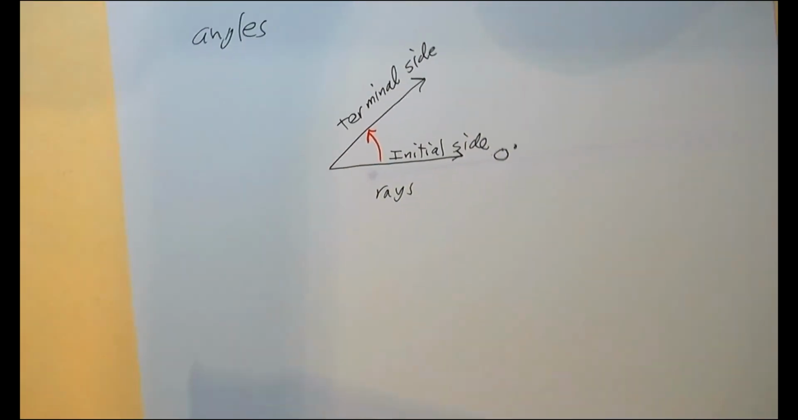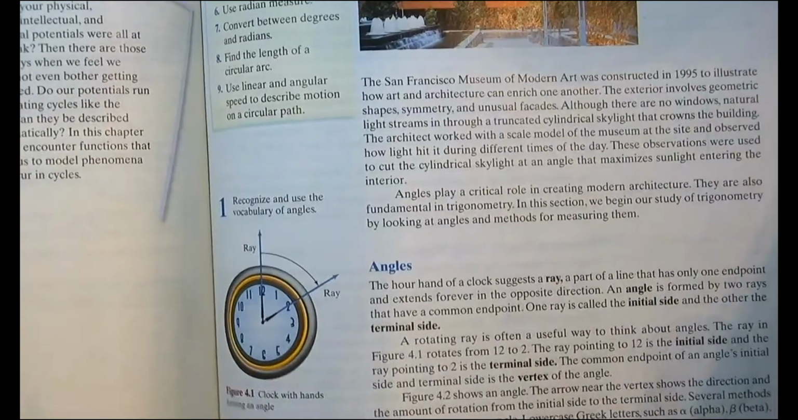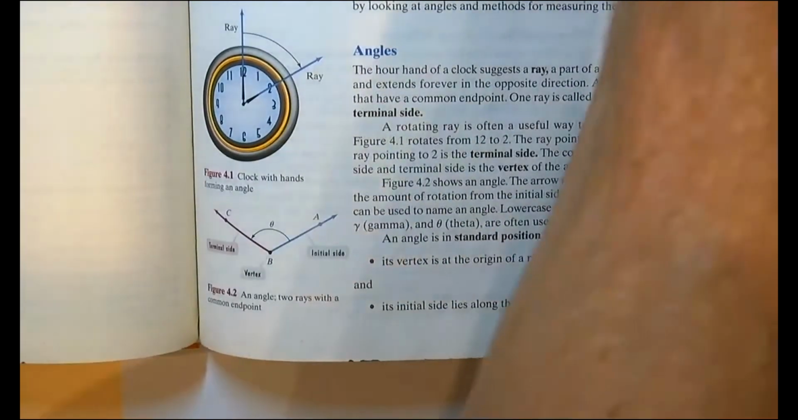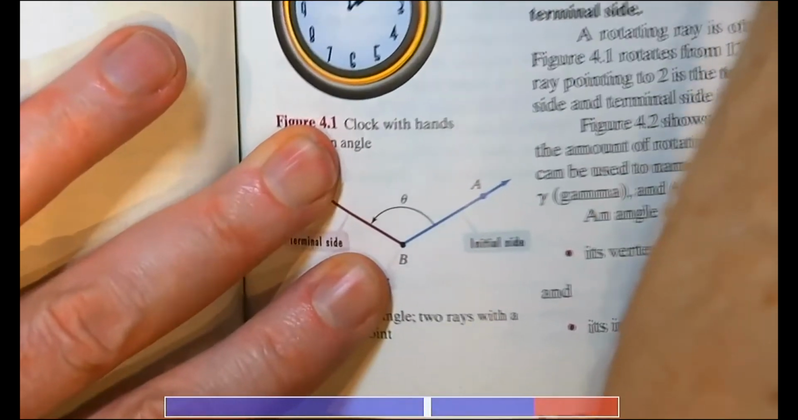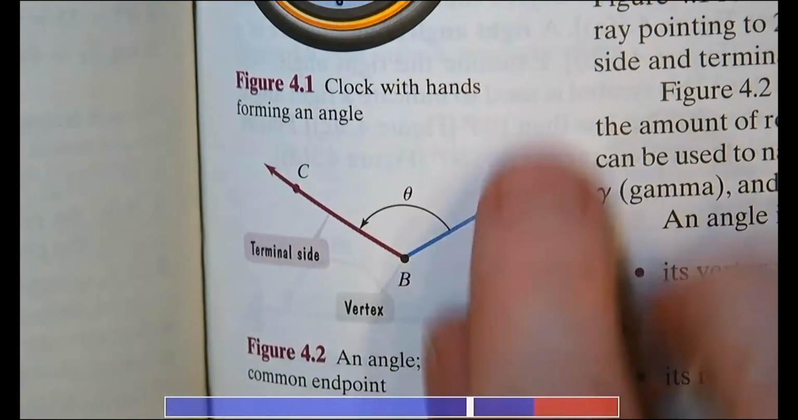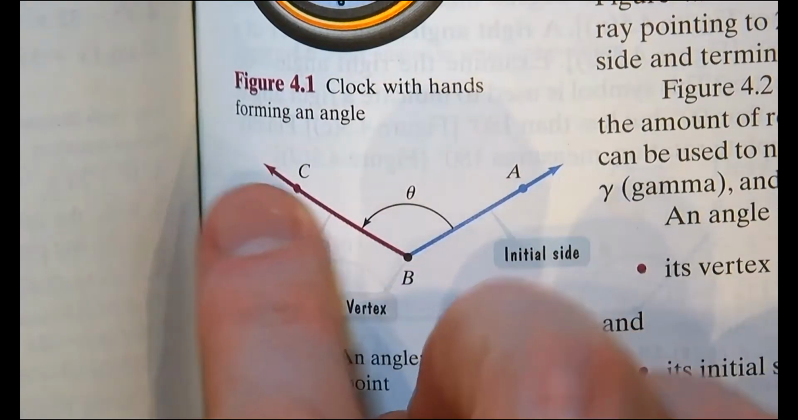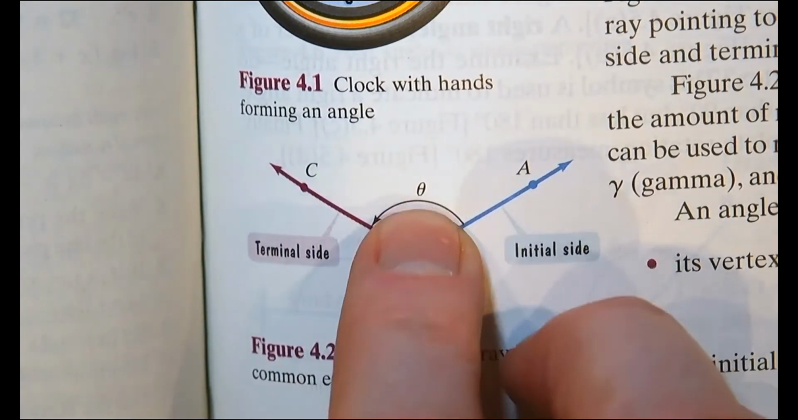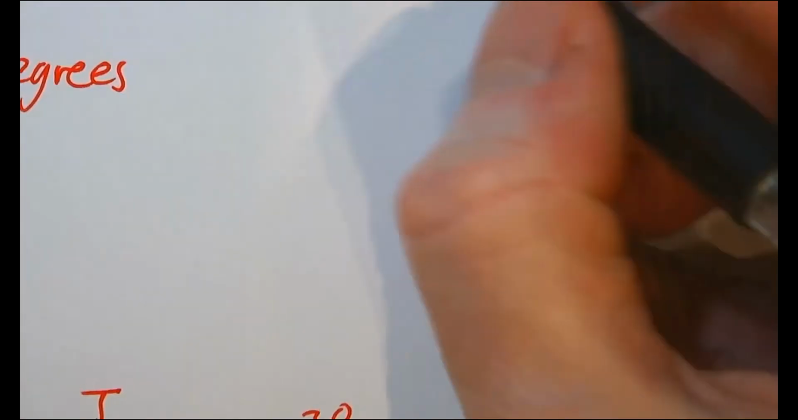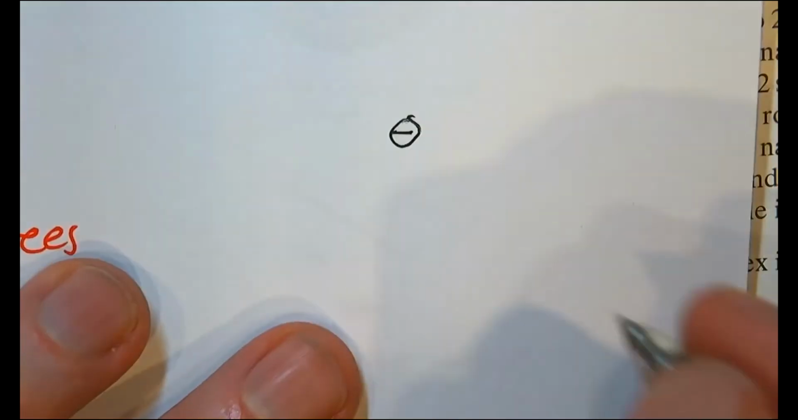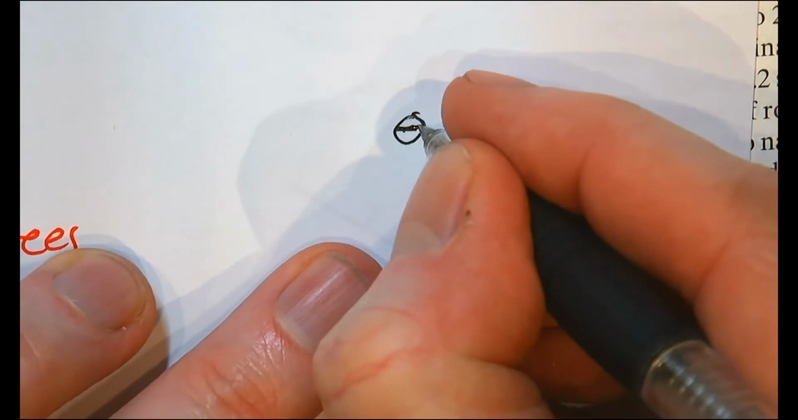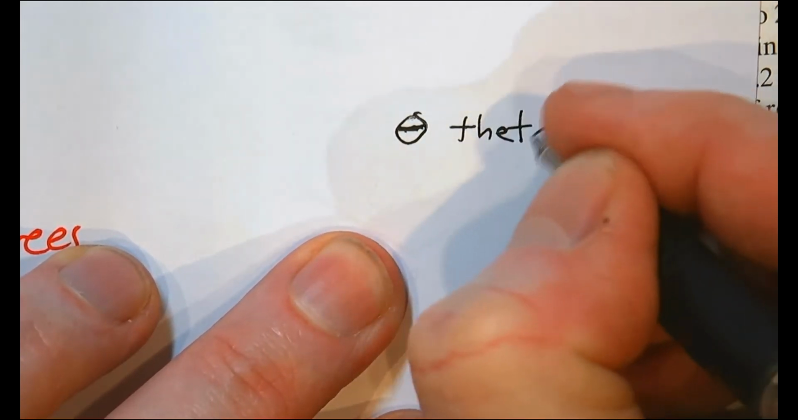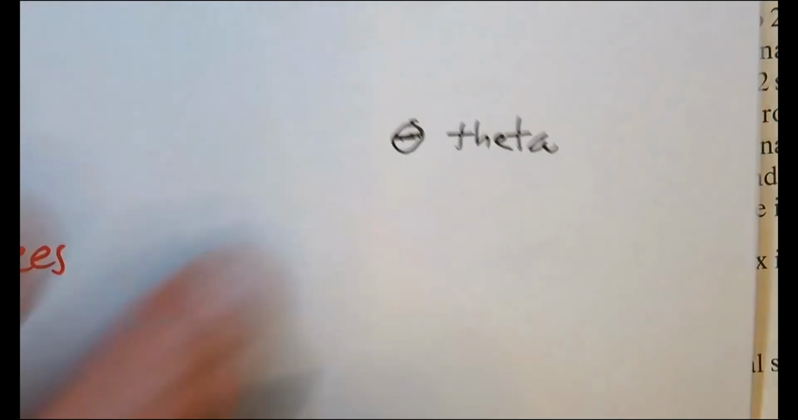So let me show you some stuff in the book. And there's a lot more to it. So they give you some of the words I told you. And so you see pictures like this, the initial side, the terminal side, there's your vertex. And sometimes we use a little unit. This little funny little circle right here, that's a little Greek letter. It's a circle with a line right there. It's a circle wearing a belt. We call that theta. And it's just a letter they like to use for measuring angles.